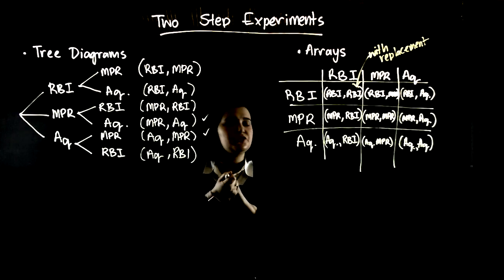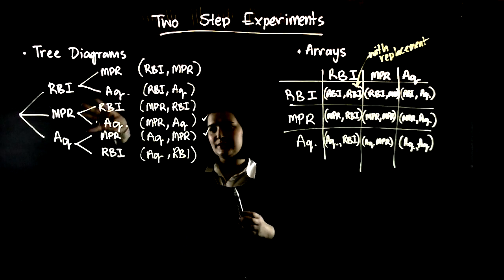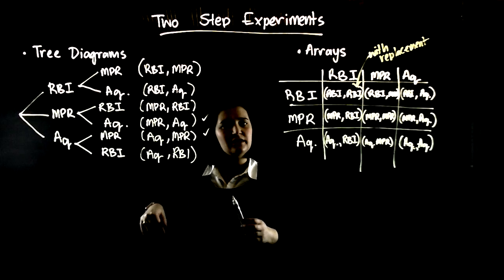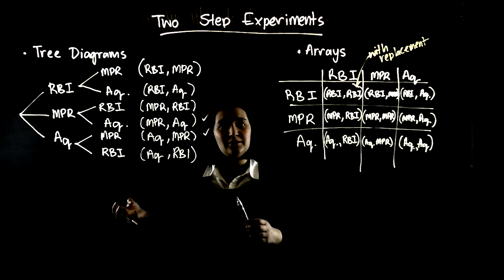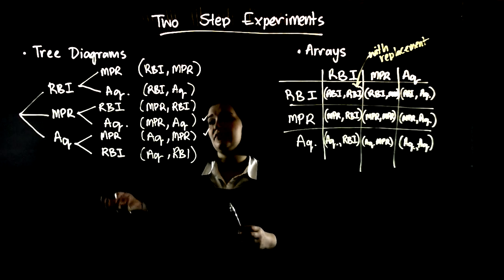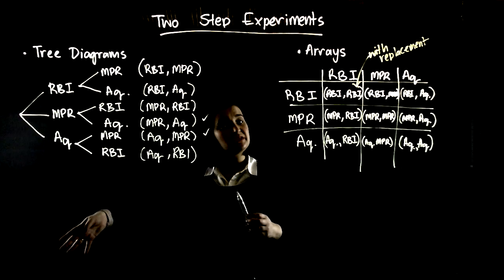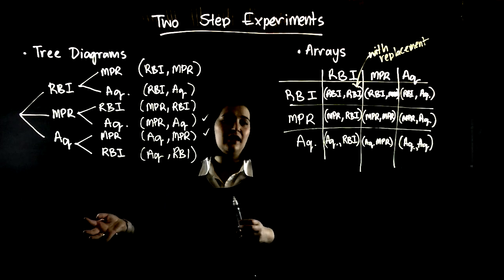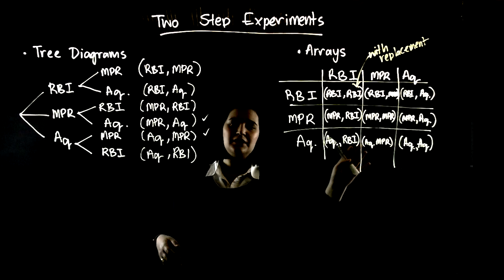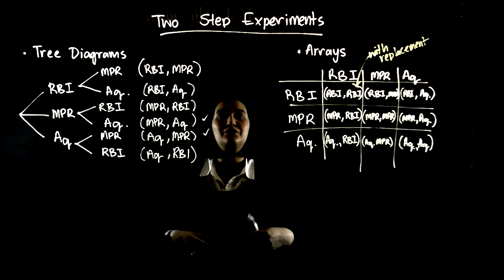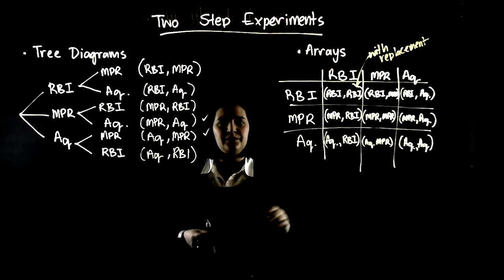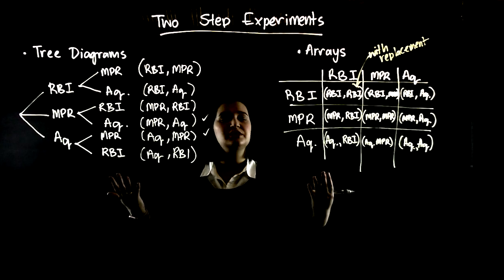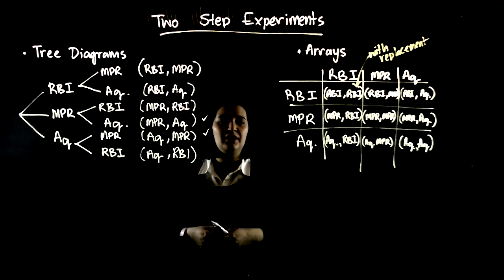Now, tree diagrams can get a bit messy when you've got lots of different outcomes. Lots of different outcomes in each trial. So if I had, say, 5 or 6 different possibilities here, this would be very large and maybe easier to represent in an array. But as we get into three-step experiments, as you'll see in the next video, this gets very tricky. So it doesn't matter which one you use for a two-step, it's whatever you prefer. Both are equally useful.